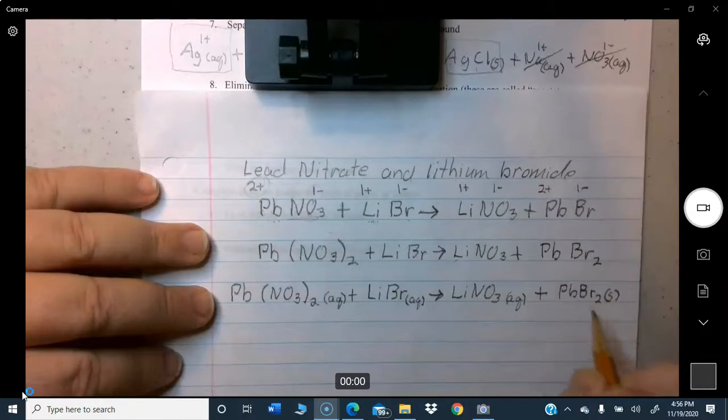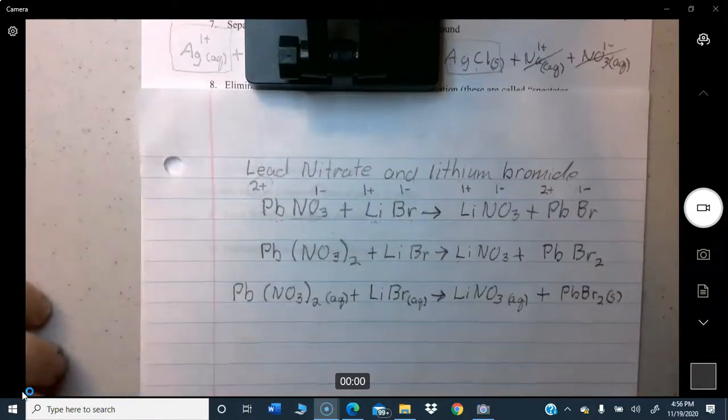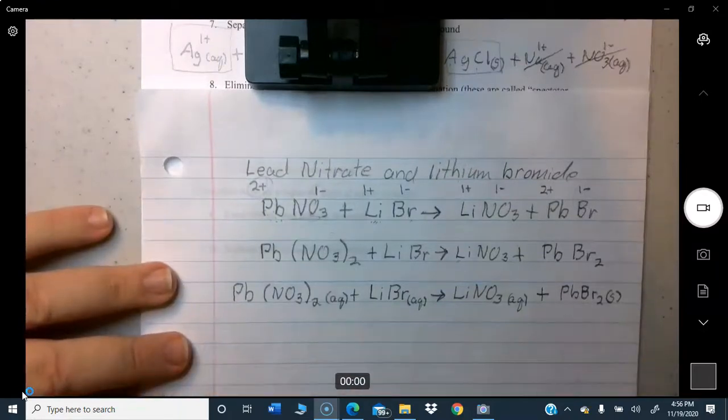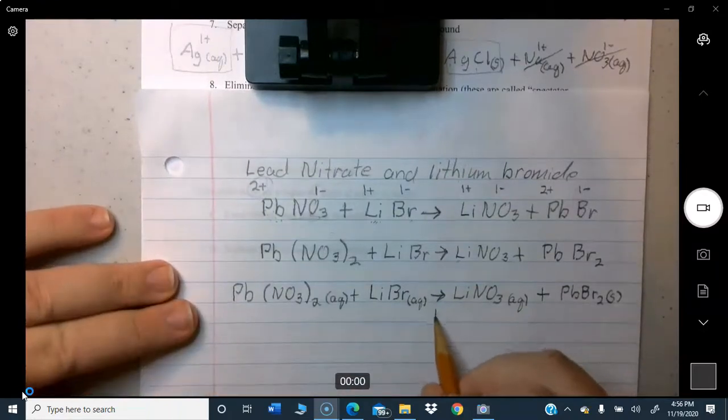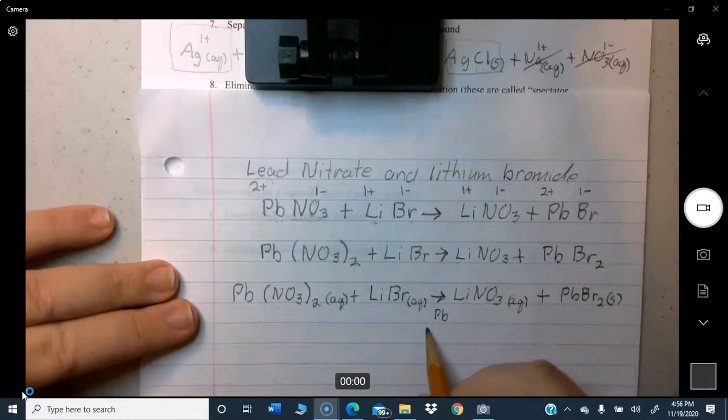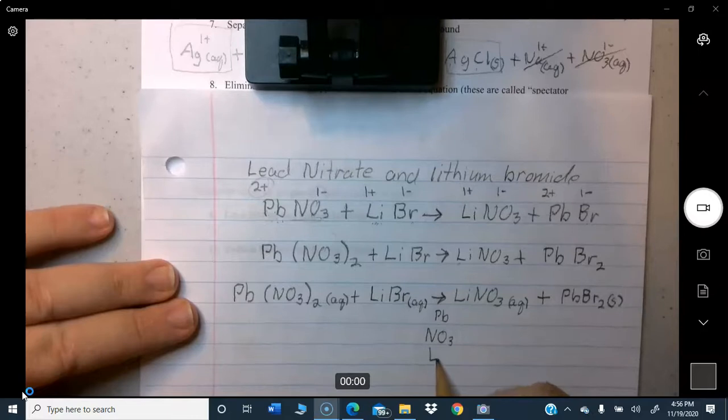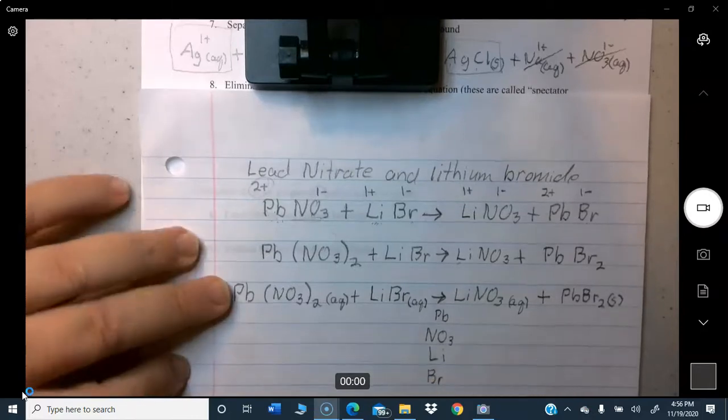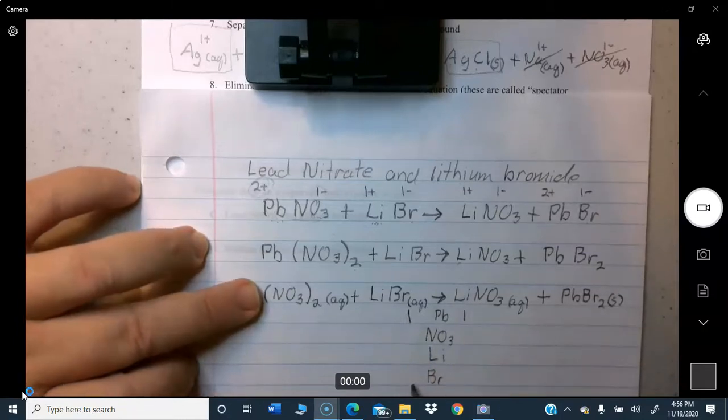That's the precipitate. Alright, now we have to balance the equation. So let's just go ahead and do it right here. So we have Pb, NO3, we treat as a single element, lithium, and bromine. So Pb is 1 on this side and 1 on this side. NO3 is 2 on this side and 1 on this side.